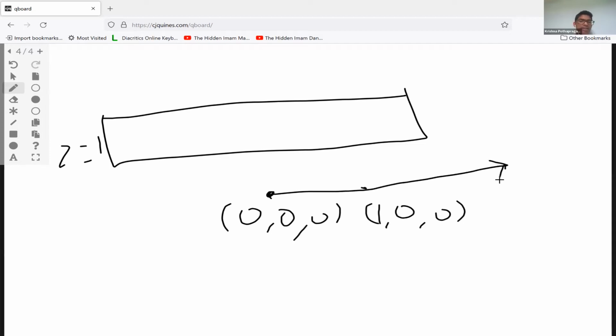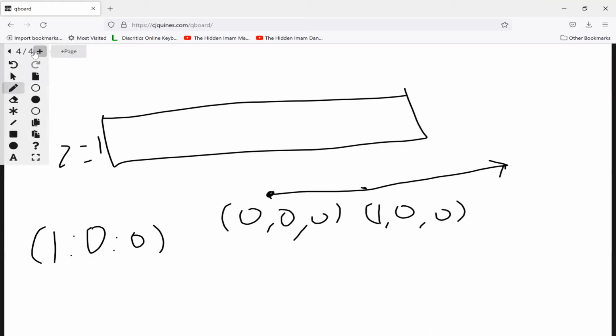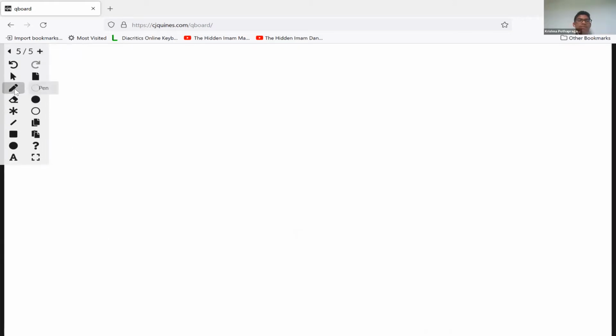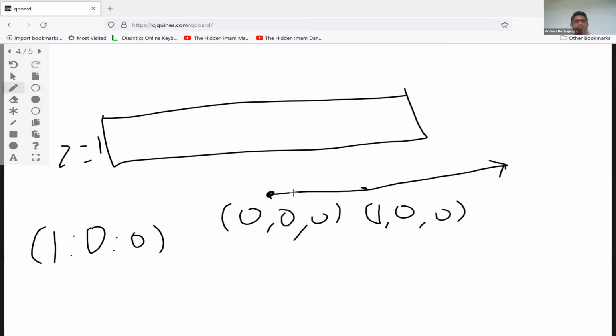So what we do is we define the point 1, 0, 0 as a point at infinity of this real projective plane. Another way to define the real projective plane is to forgo this visual representation.